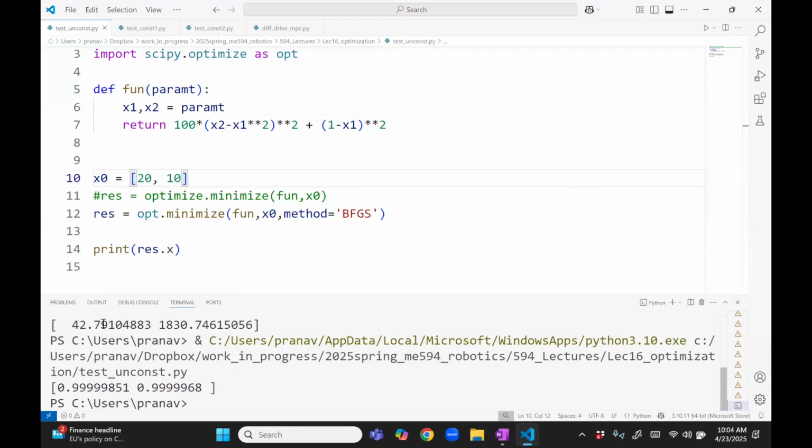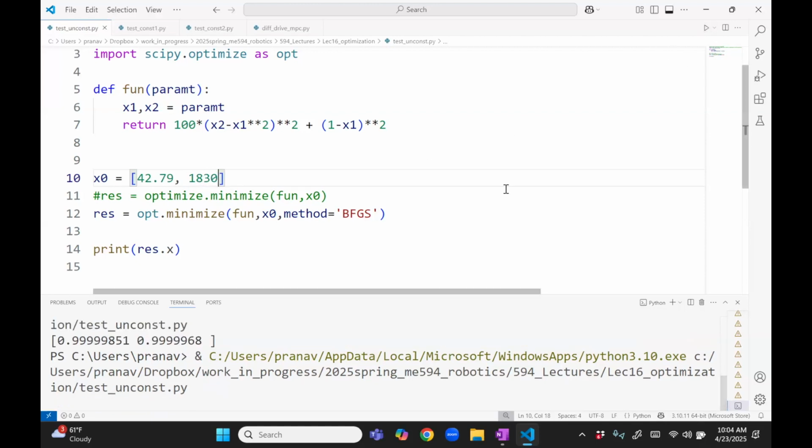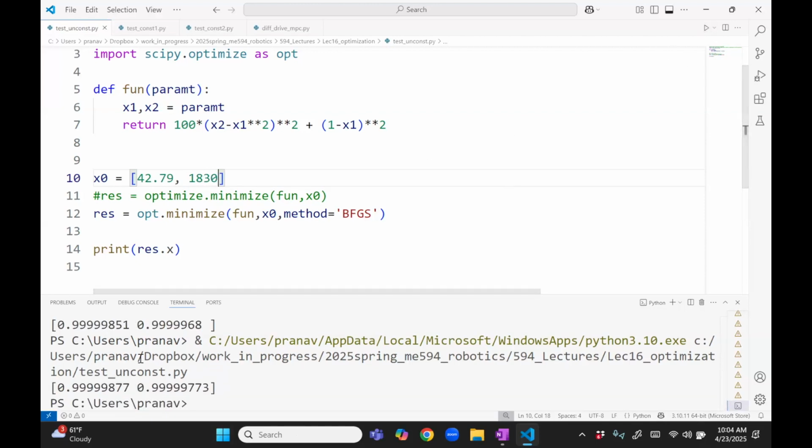So from using 100, 200, we got this value. Then what we do is we run this a few times, with 42.79 and 1830 as the initial guess. And I suspect that this is going to go haywire. It might go to, well, it did actually give you the optimum.